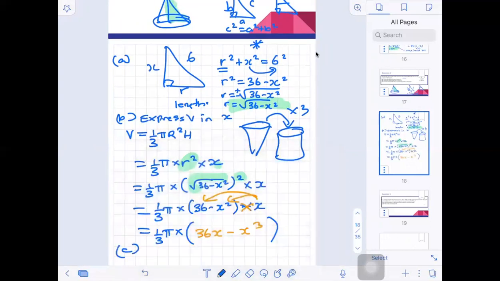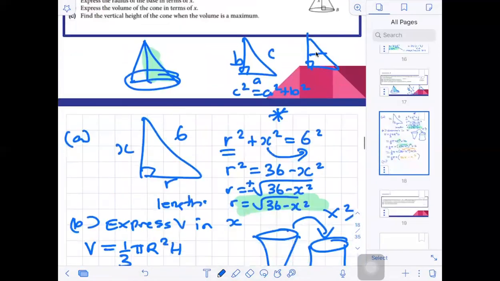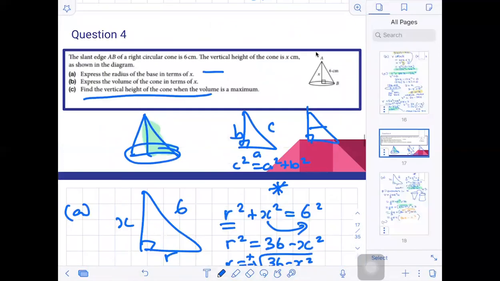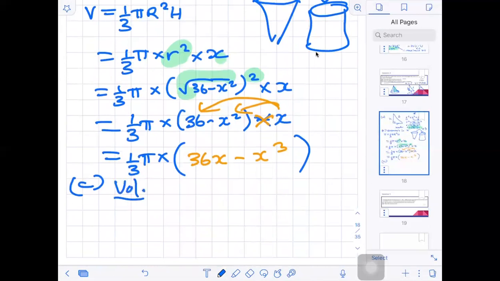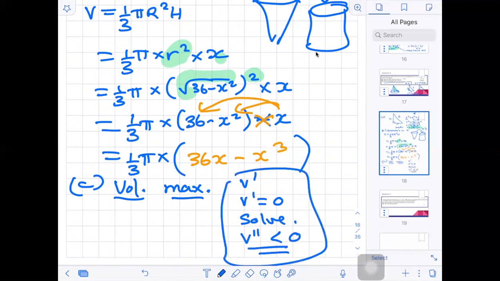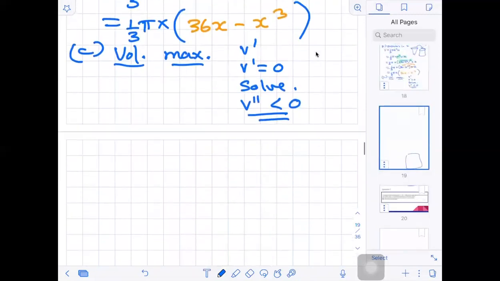Okay, so B's done. Now the actual question is, find the vertical height. So the vertical height is x for when the volume is a max. So I have the volume. The volume will be a max when we find V dash, make V dash equal 0, solve, and when we sub it back in, V double dash has to be negative for a max. So let's just have a quick look at that then.